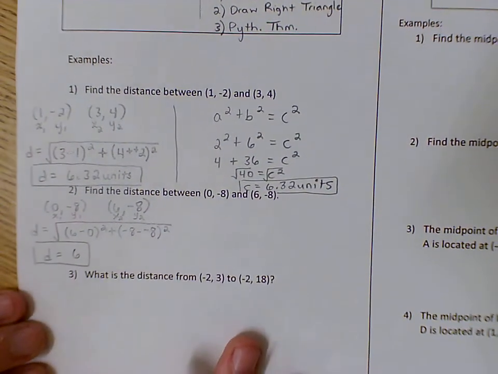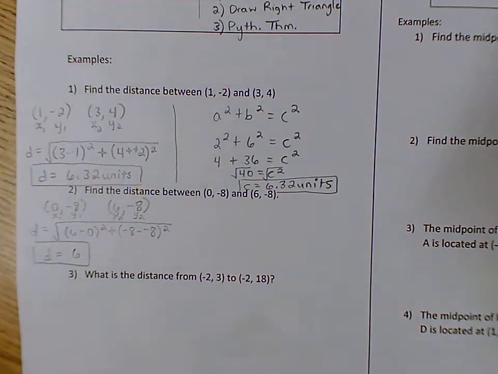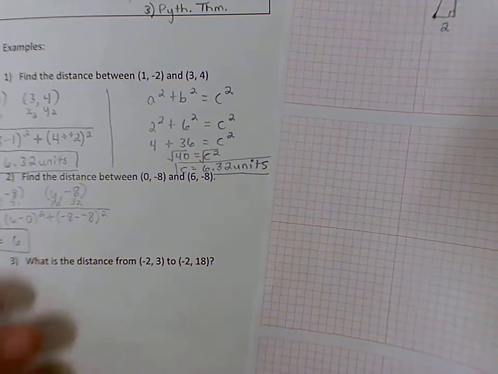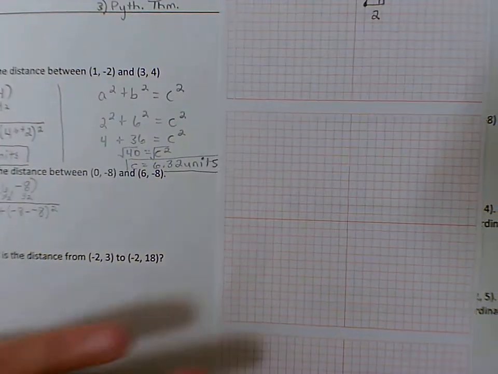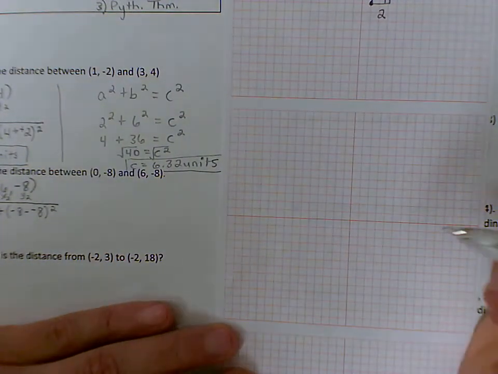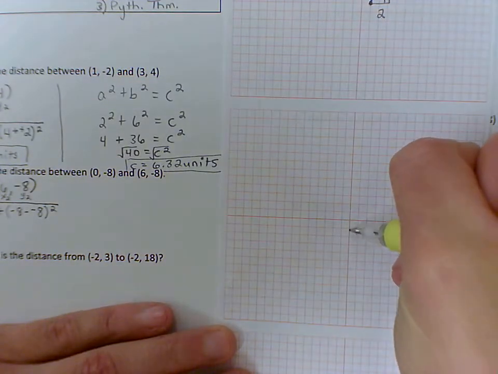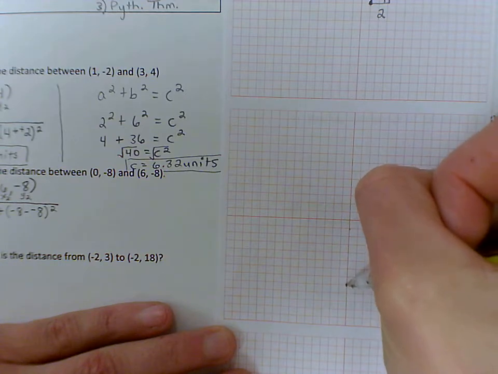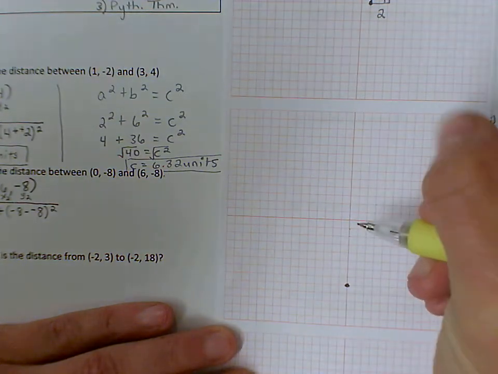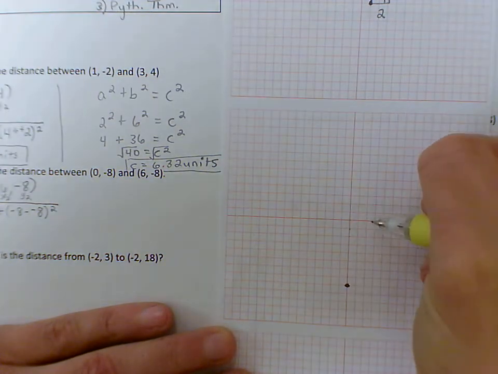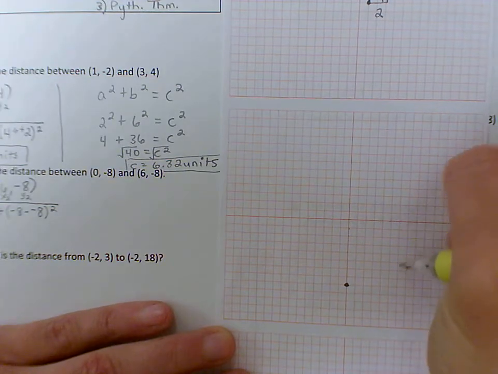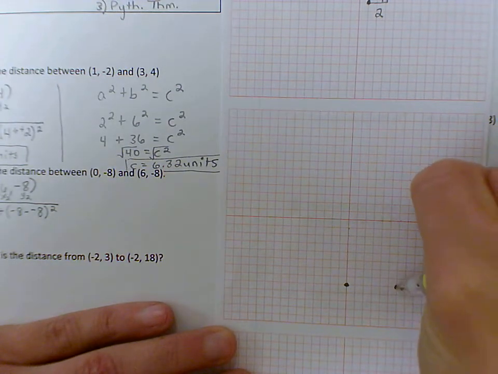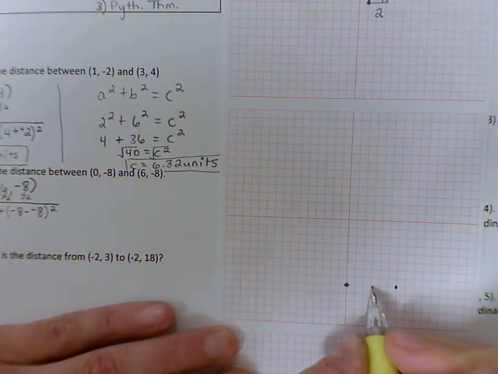So now, if you were using the other method, you would graph your coordinates. I'm going to grab my graph paper. I'm going to graph them. So I got 0, negative 8. 1, 2, 3, 4, 5, 6, 7, 8. So that's where 0, negative 8 is. And then I've got 6, negative 8. So 1, 2, 3, 5, 6, and then go down to negative 8. Let me make sure that I didn't. 1, 2, 3, 4, 5, 6.